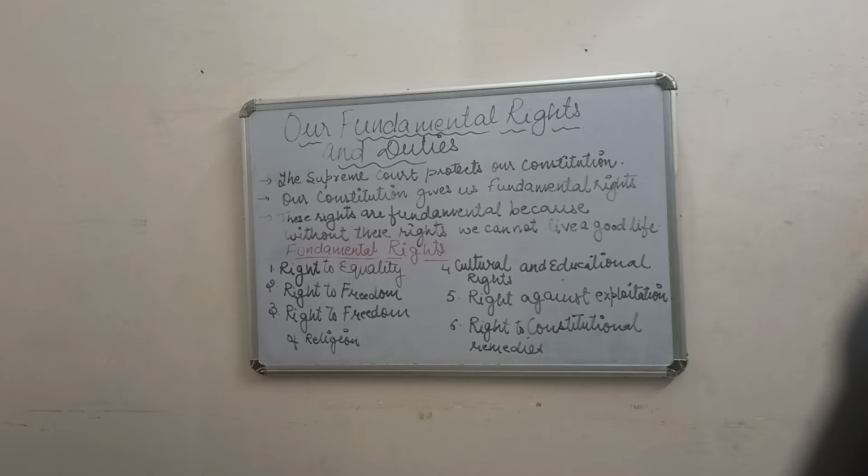Number 2, we have right to freedom. Number 3, right to freedom of religion. And number 4 is cultural and educational rights. Number 5, right against exploitation. And finally, the 6th right is right to constitutional remedies. Now, one by one, we will talk in detail about these rights.